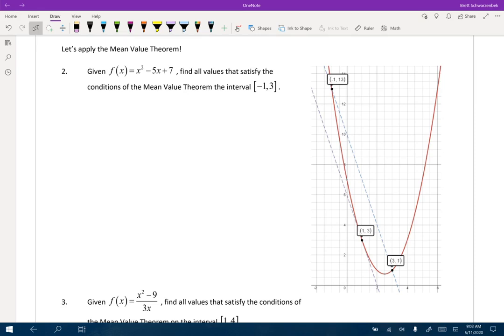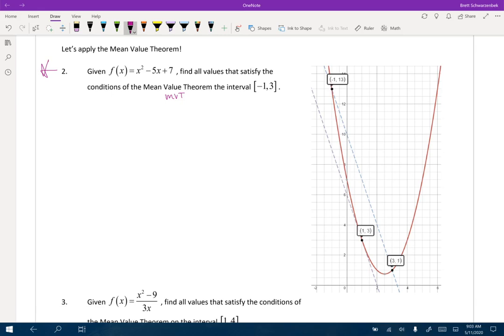Okay, so it says, given the function x squared minus 5x plus 7, find all values that satisfy the conditions of the mean value theorem, often abbreviated MVT, on the interval -1 to 3. Again, you're not going to get the picture, which means you need to be able to do this without it. But I provide the picture because it's really important for you to see what you're actually trying to find. So, here's the first thing.